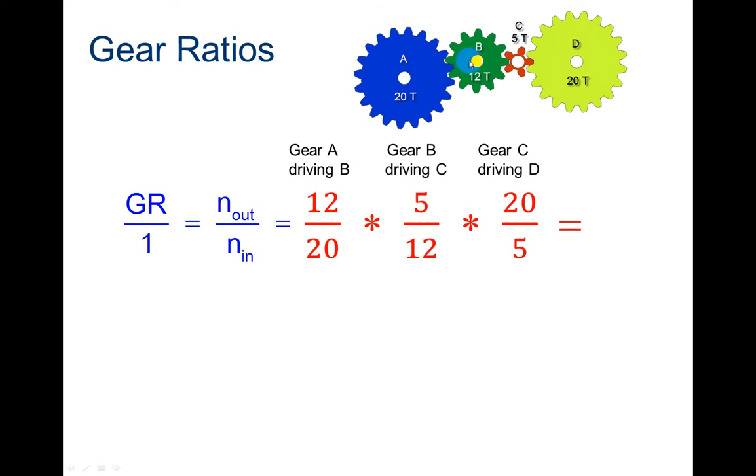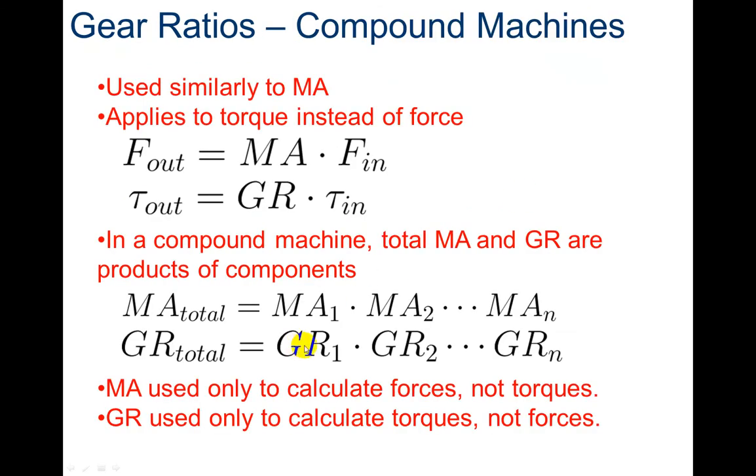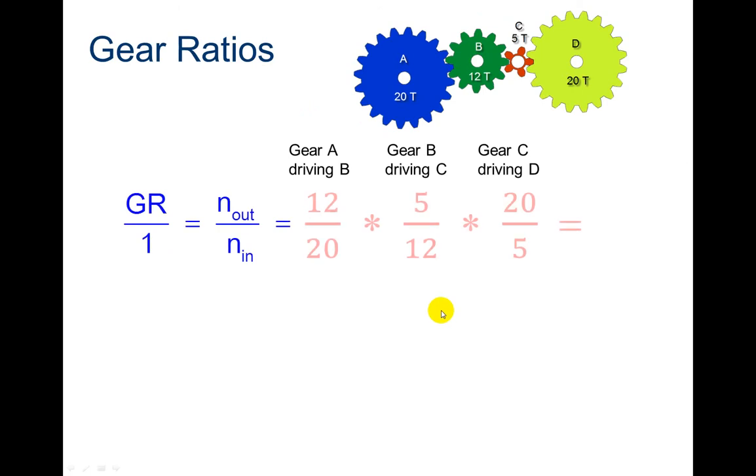Okay, then we have B to C, just like we talked about in the one before. We're going to multiply these together. So B to C is 5 divided by 12, because now 5 is our out and 12 is our in, times the next one, which is C to D. So we have D is our out, 5 is our in. Okay, which equals a 1-to-1.